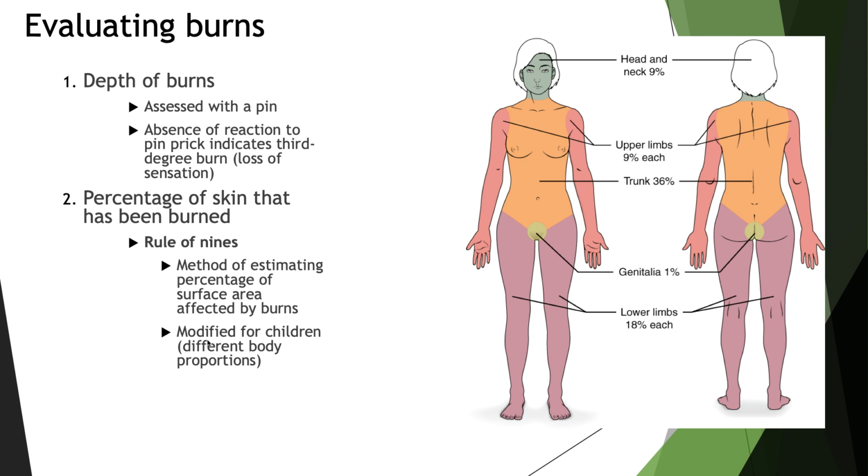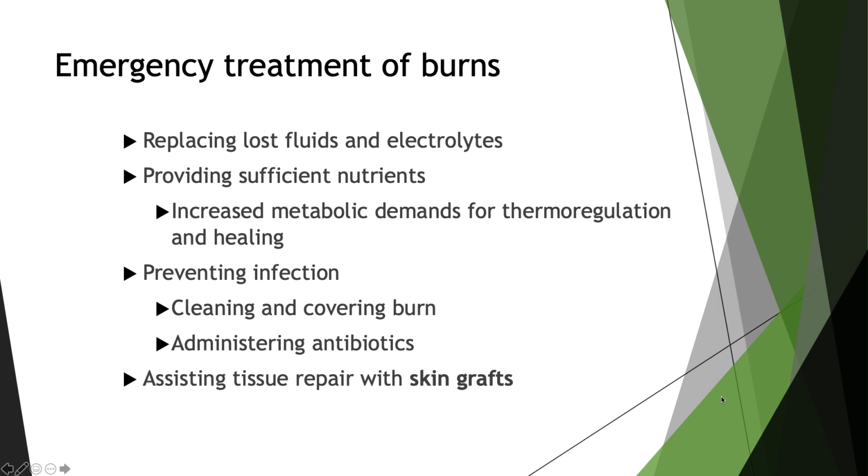As you get into burns, we start to associate burns with the depth and with the completion of the burn. And we can determine that by something called the rule of nines, which is essentially a method of estimating percentage of area burned. It's also modified for children because they have obviously smaller body proportions. You can see that the rule of 9 corresponds to most of these being divisible by 9.